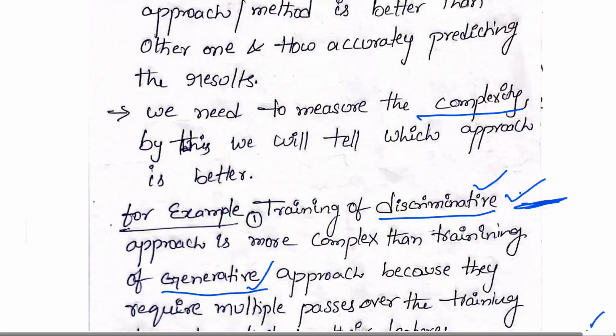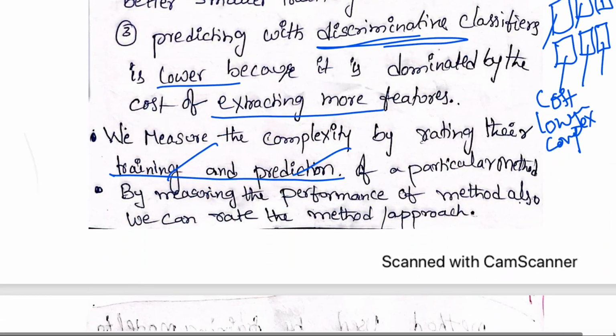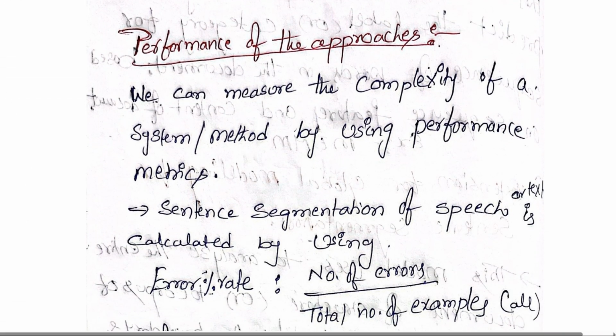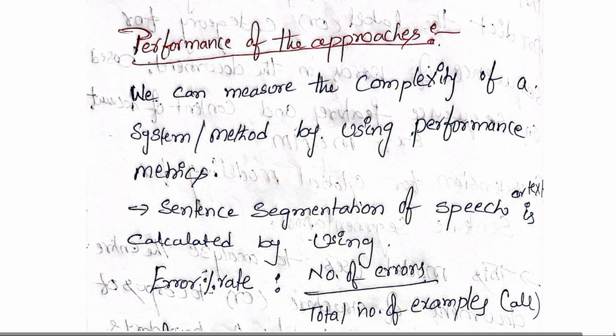Then we will go for the performance of the approaches. By calculating the performance of a particular approach, we can say how that method will work. This performance can be measured with some performance metrics. So what are the performance metrics we have?